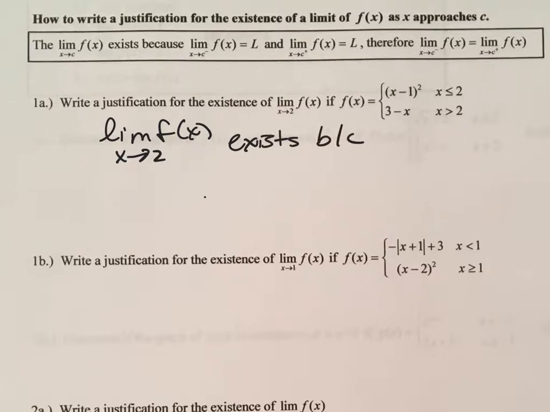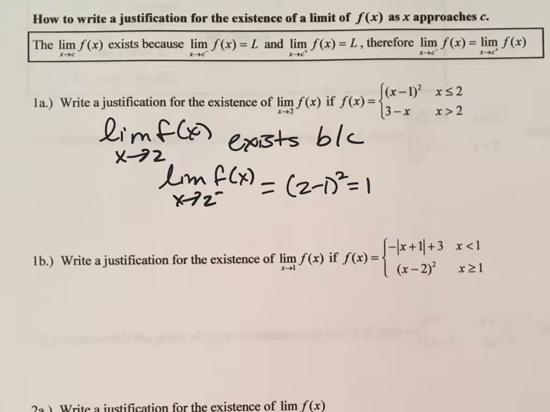Because, okay, first let's show what that left-hand limit is. So we'll say the limit of f of x as x approaches 2 from the left, that would be the left-hand limit. If we're approaching 2 from the left, we're going to use this part of the function because we're talking about x values that are smaller than 2. So let's do the work right here. That limit is equal to 2 minus 1 quantity squared. 2 minus 1 is 1, and 1 squared is 1. So there's our left-hand limit.